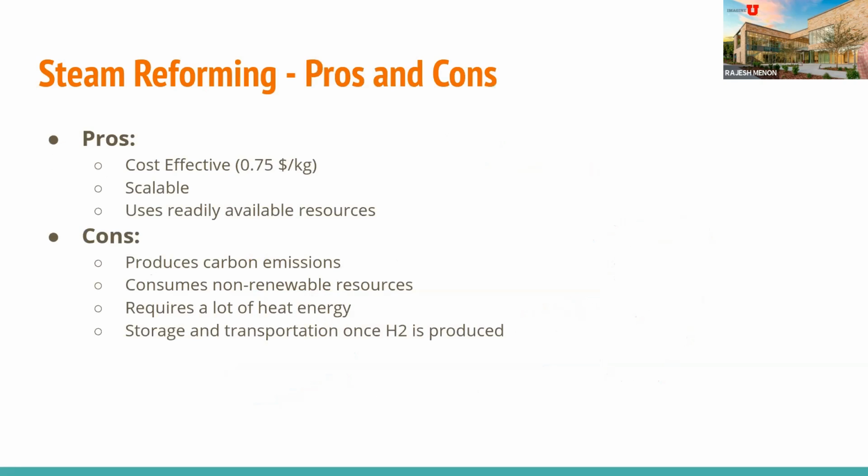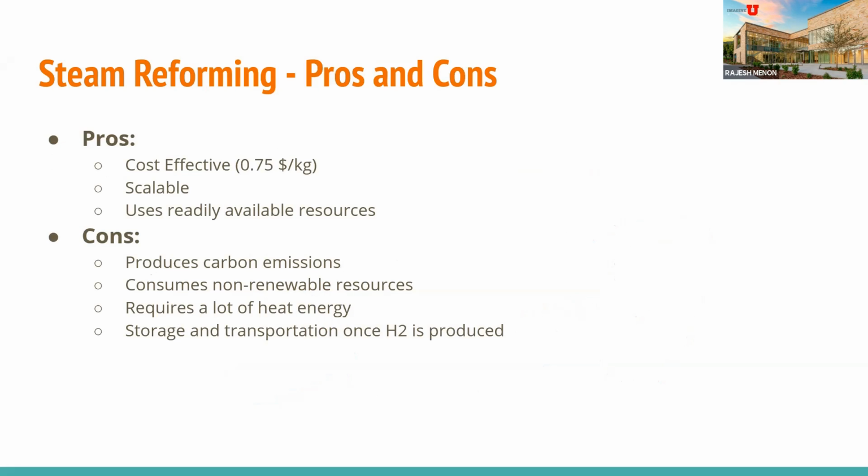Some of the pros to steam reforming is it's very cost effective. It's the most cost effective solution that we found at about 75 cents per kilogram. It's scalable. It's like a big industrial thing, so you can create a lot of hydrogen as long as you have enough natural gas. And it uses readily available sources. You don't have to go mining for any crazy elements or anything like that.